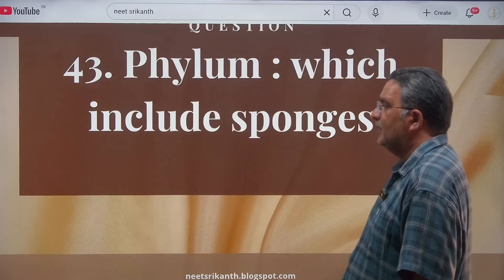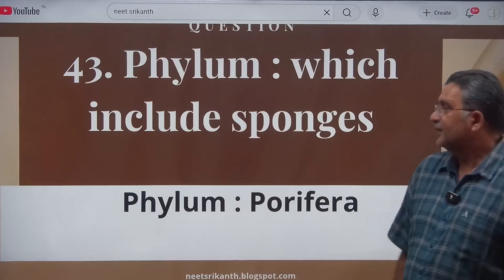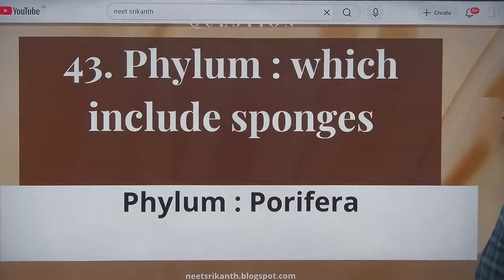Phylum Porifera. Animals of phylum Porifera are commonly called sponges. Phylum Porifera, sponges.